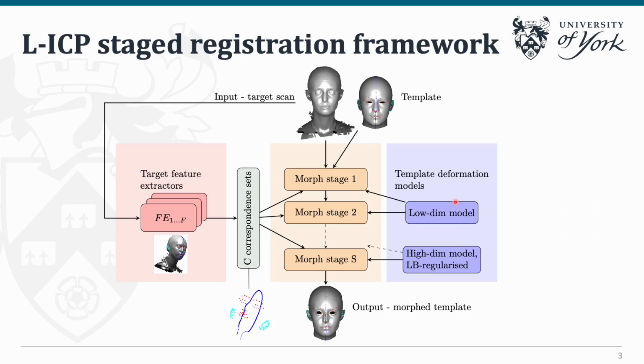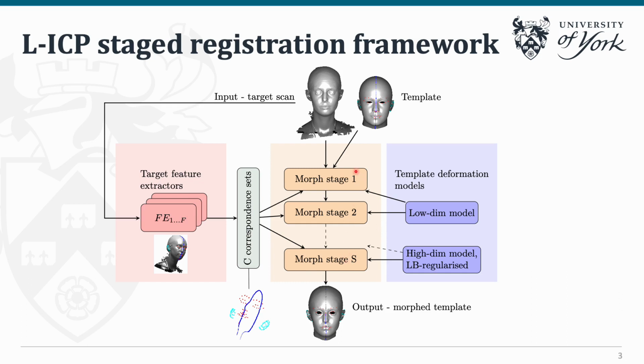So this is the framework we're putting together. We put in a target scan here, and we have a template, and we're getting the output morphed template here. The target scan is fed to the left and through the feature extractors, which extract features which we view as correspondence sets. So for example, if we extract this symmetry contour on the data, it can only match to the symmetry contour on the template. Looking at the center here, we have a variety of stages.